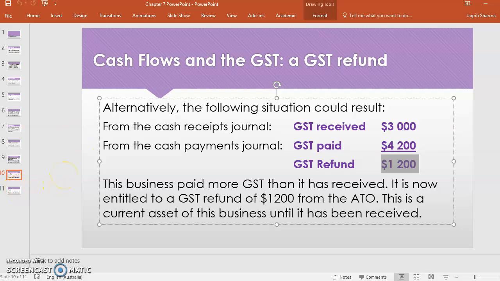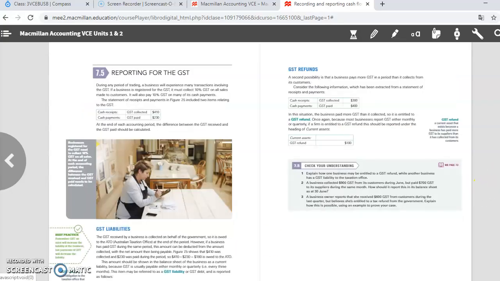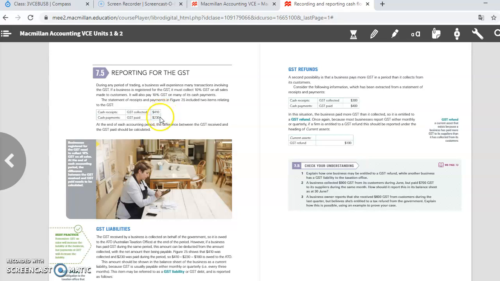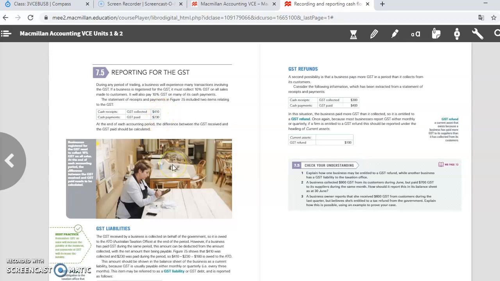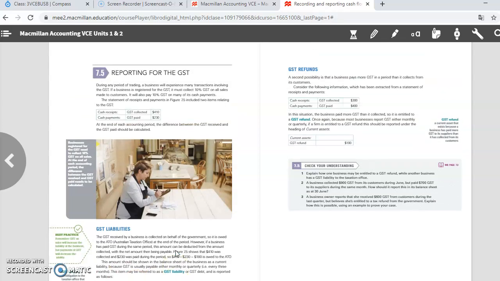Now, the example in your book: cash receipts GST collected was $410, and GST paid was $230. So 410 minus 230, our GST liability is going to be $180. We have to pay this balance of GST to the ATO. Hopefully that makes it clear.